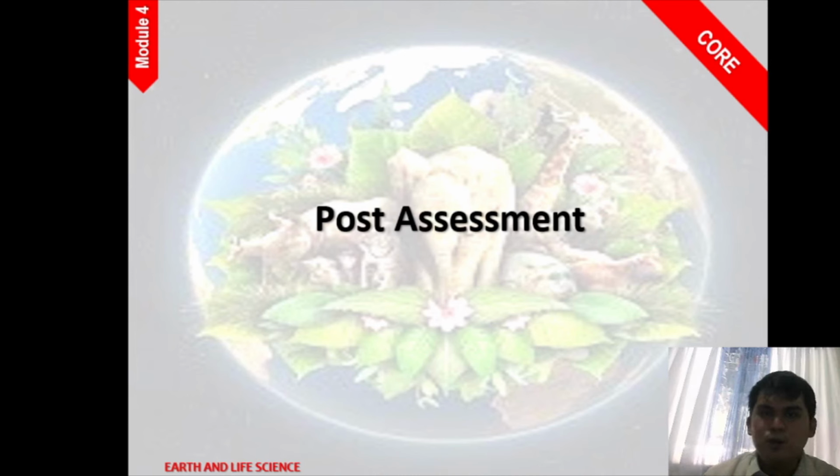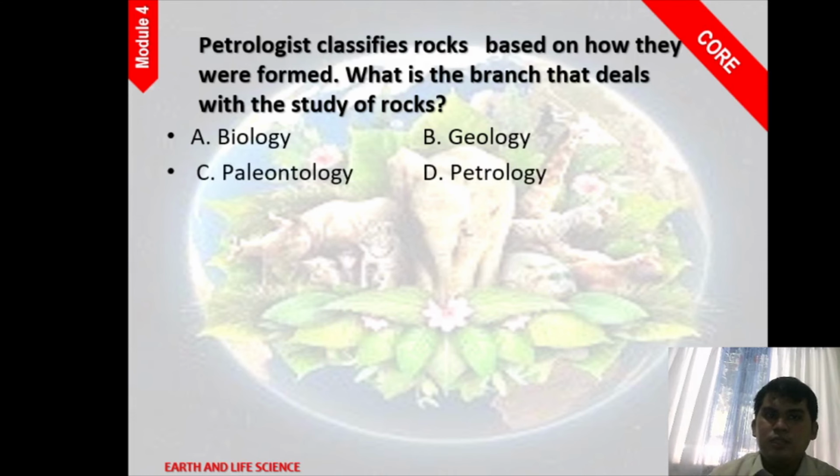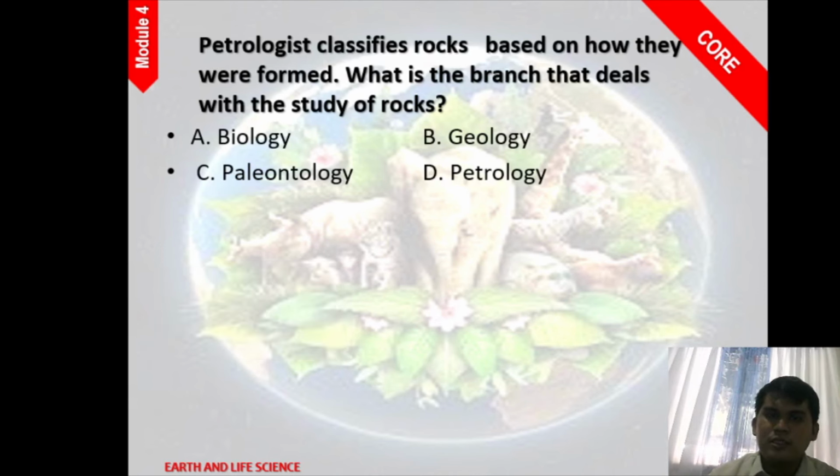Let's now have our post-assessment. We have 5 multiple choice questions, and each question will be given 5 seconds for you to answer. The first question is, petrologists classify rocks based on how they were formed. What is the branch that deals with the study of rocks? Is it A, biology, B, geology, C, paleontology, or D, petrology? The correct answer is letter D, petrology.